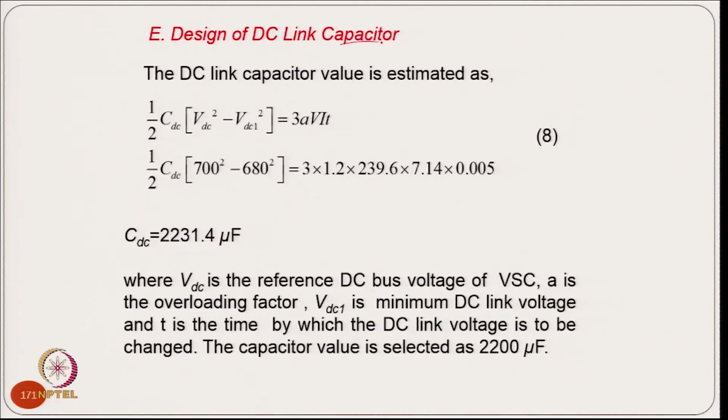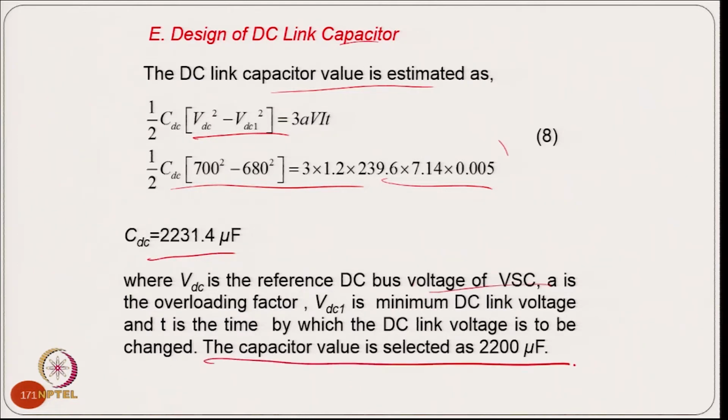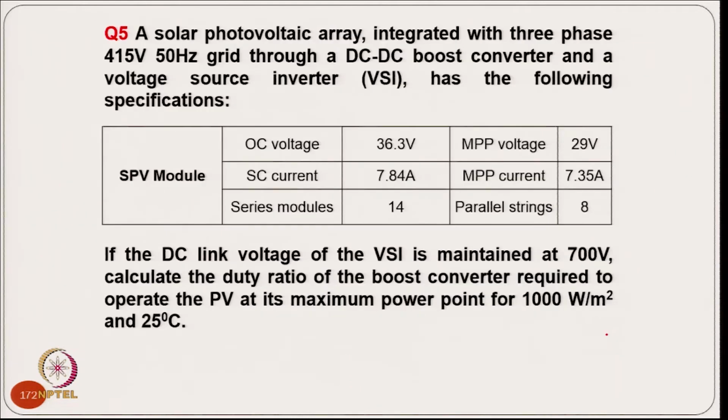So, coming to the selection of the DC link capacitor. The DC link capacitor is calculated from the energy balance equation. We allow the voltage to go down from 700 to 680 volt and recover in 5 milliseconds. So, the capacitor comes to 2231.5 microfarad, and we select the next standard capacitor value of 2200 microfarad.